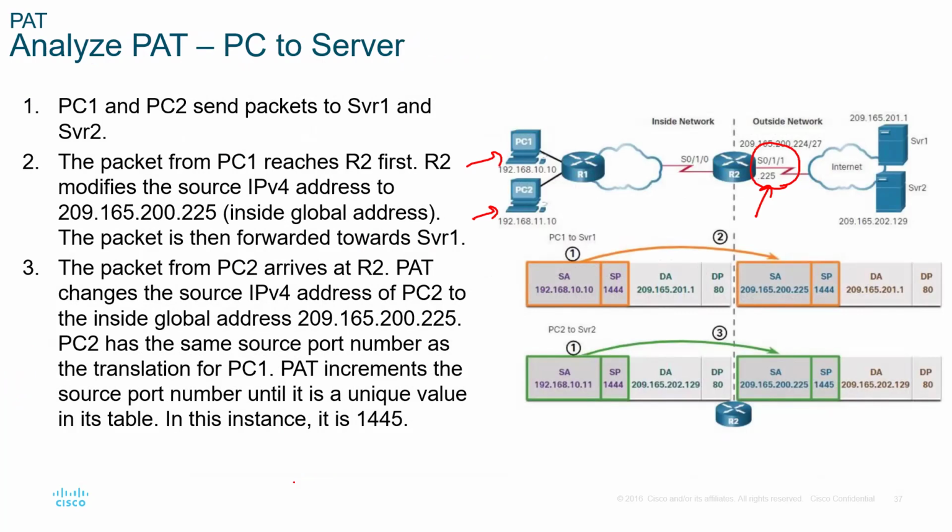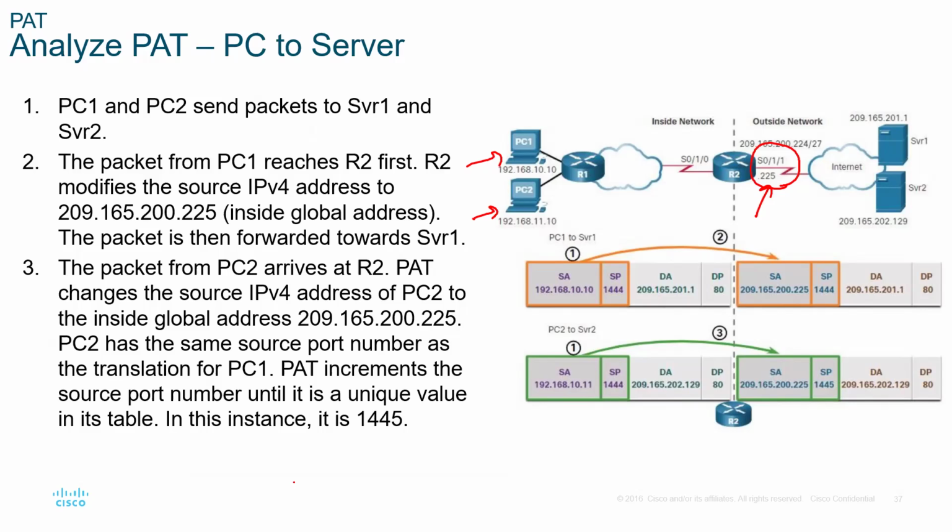How does PAT work? Analyze PAT. So here we have PC1 and PC2 sending packets to server 1 and server 2. Packets from PC1 reach R2. R2 modifies, translates to a public IP address. The packet is then forwarded to server 1. The packet from PC2 arrives. PAT changes the IP address to the public IP address.